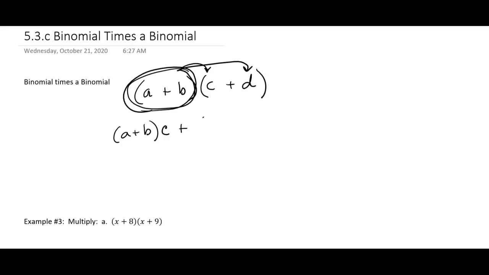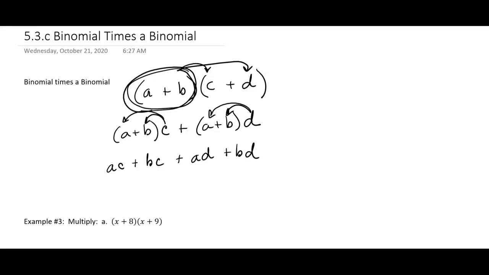So it's going to be plus a plus b times d. But then you're going to have to distribute again. So you're going to have to take the c times the a, the c times the b, and then the d times the a, and then the d times the b. So it looks something like that. That's the idea. That's what we're going to be doing.